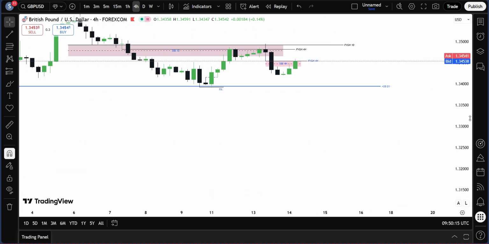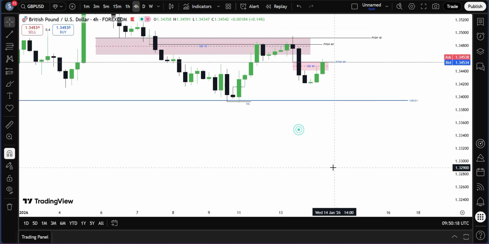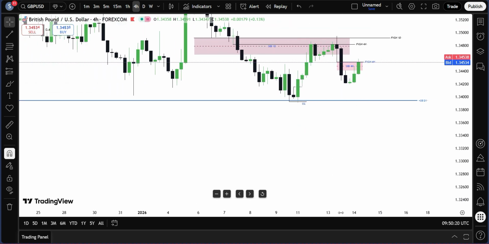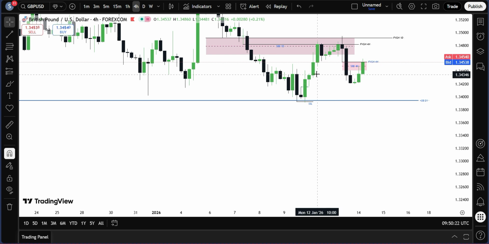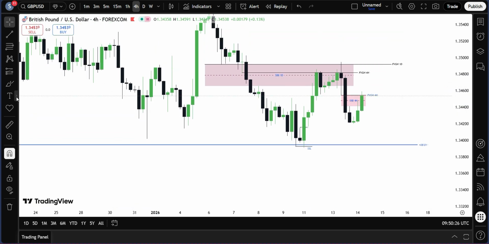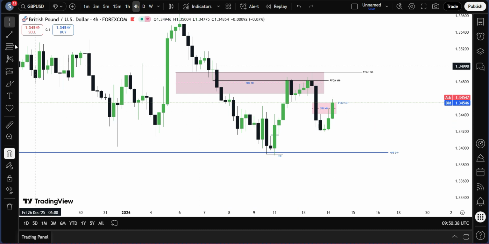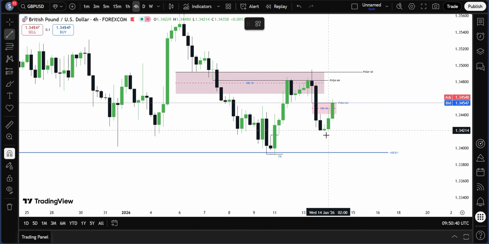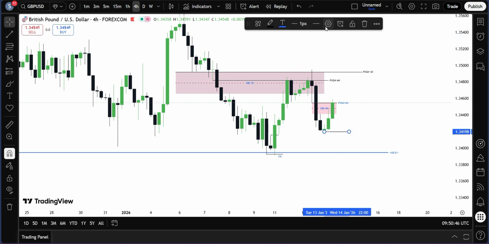This is the 4-hourly outlook. So we can see that as predicted yesterday, price came down to fill the 4-hourly imbalance. Now at this point, price is presently trading inside another imbalance that was formed yesterday. We are currently inside an internal range liquidity. And resting below here is sell side liquidity.